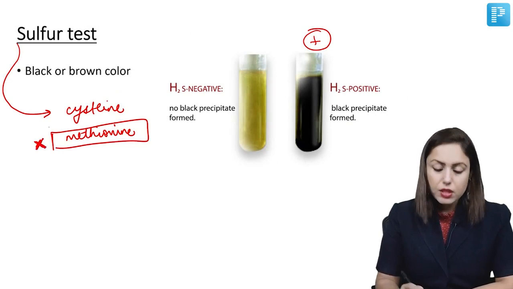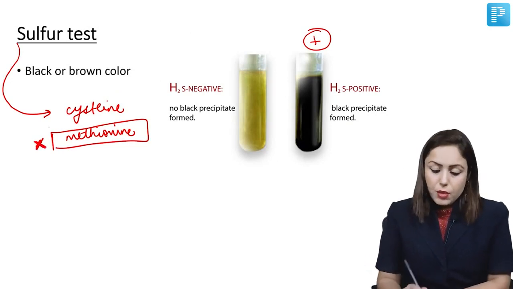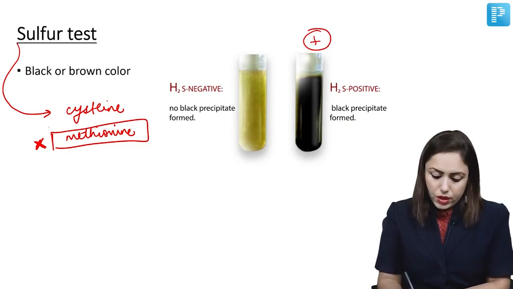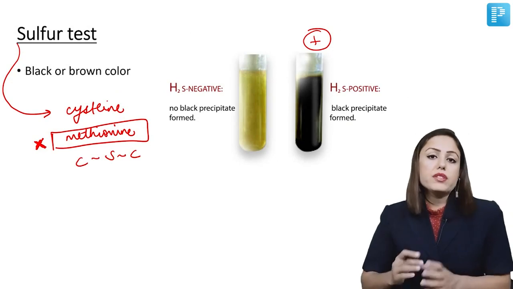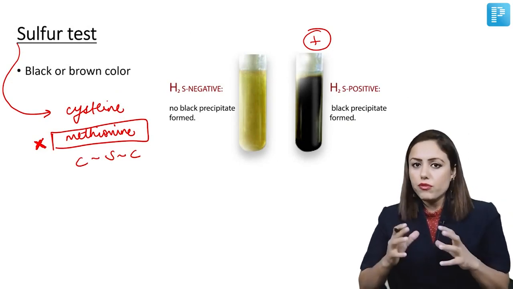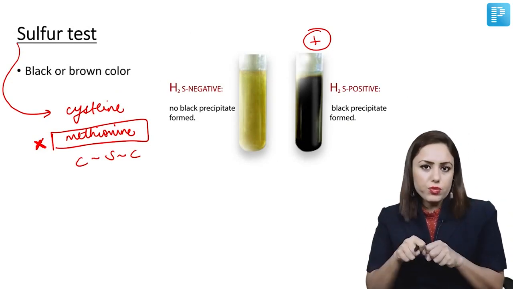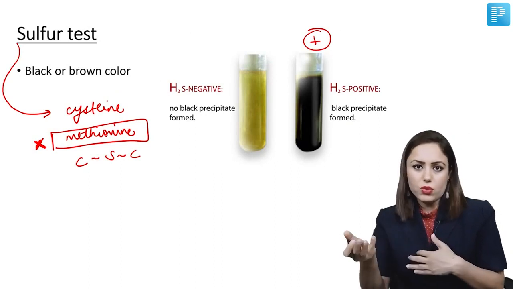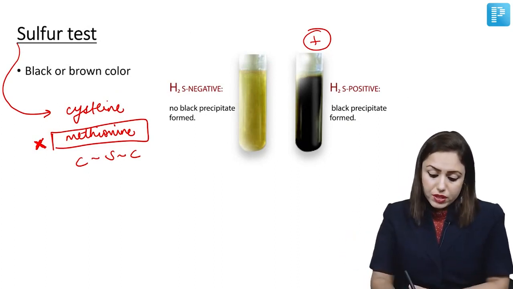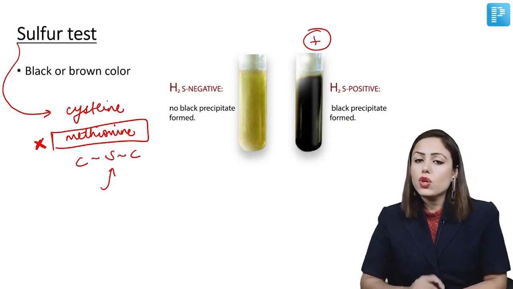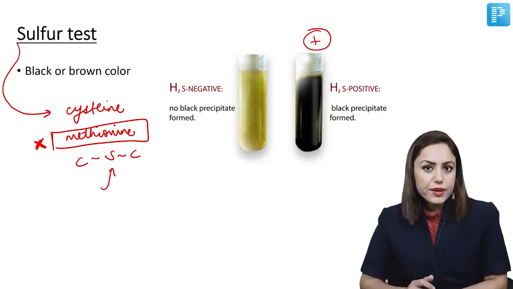the sulfur test is not positive, because if you remember the structure of methionine, sulfur is attached to two carbons. Sulfur is hidden between two carbons. It is not exposed outside, right? So this sulfur cannot be easily released. So methionine will not give the sulfur test, right?